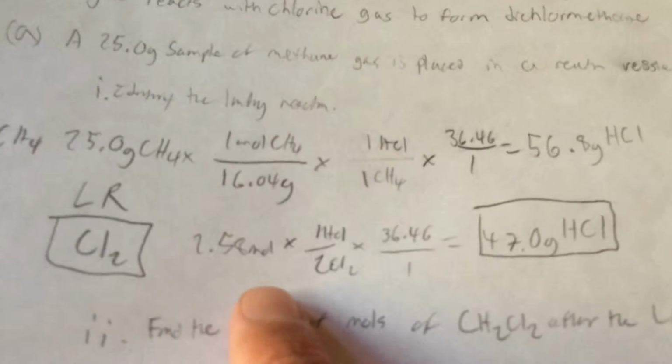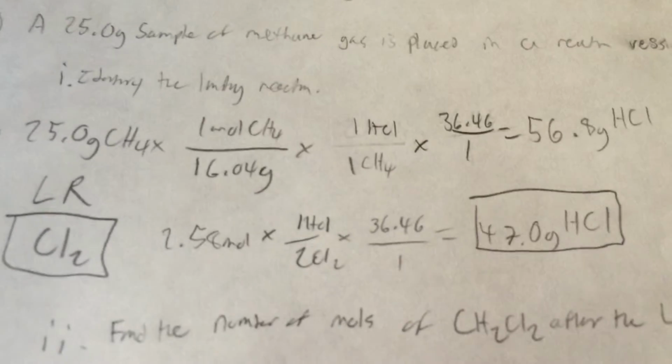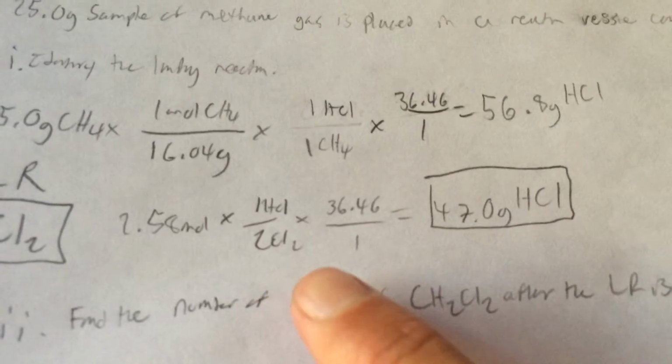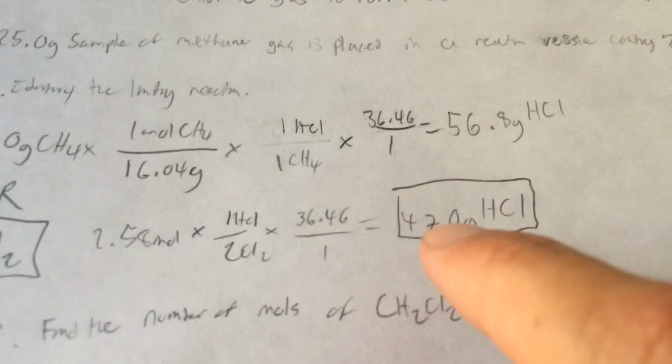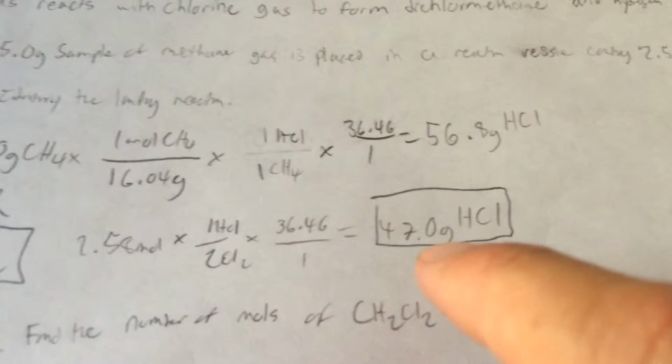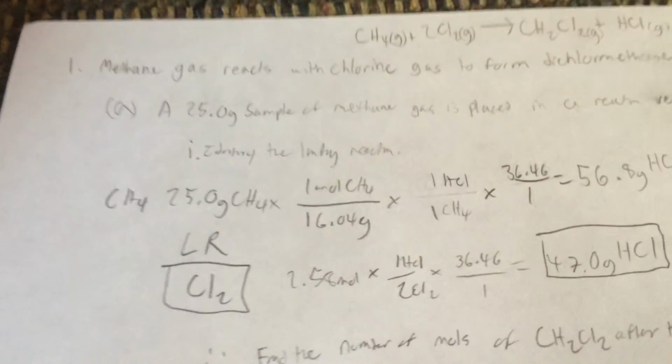Then you start with Cl2, and you start with the given, which is 2.58 moles, times the molar ratio, which is 1 to 2, times the molar mass of HCl again. And you get 47.0 grams of HCl, which therefore means Cl2 is the limiting reactant.